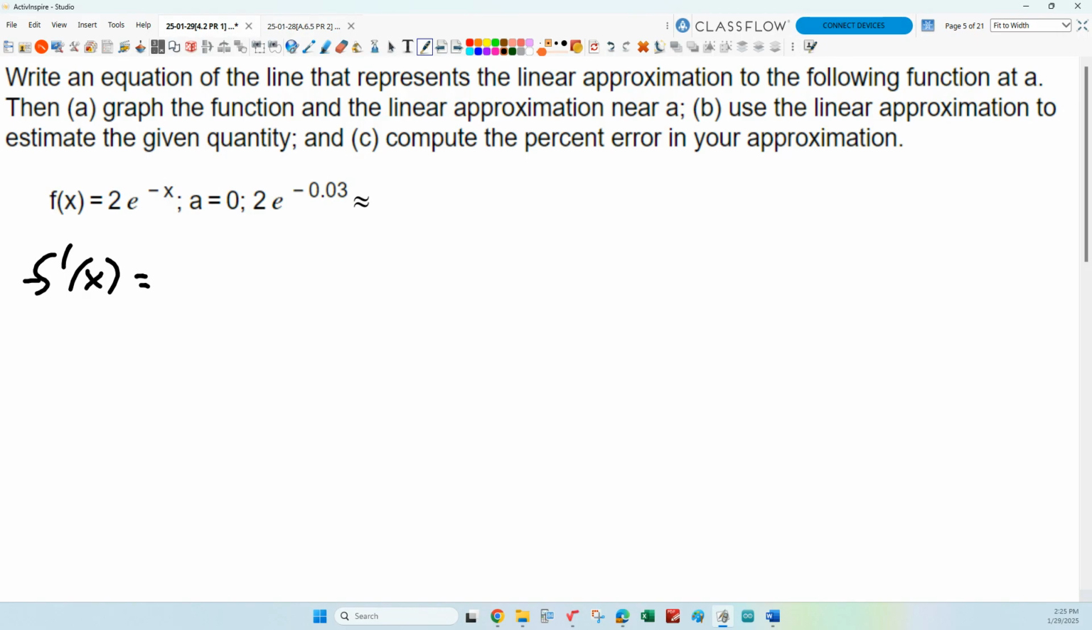Negative 2x e to the negative x? No. What's the derivative of e to the negative x? Okay, we need to know what's the standard form for this? You tell me, what's the derivative with respect to x of e to the u?